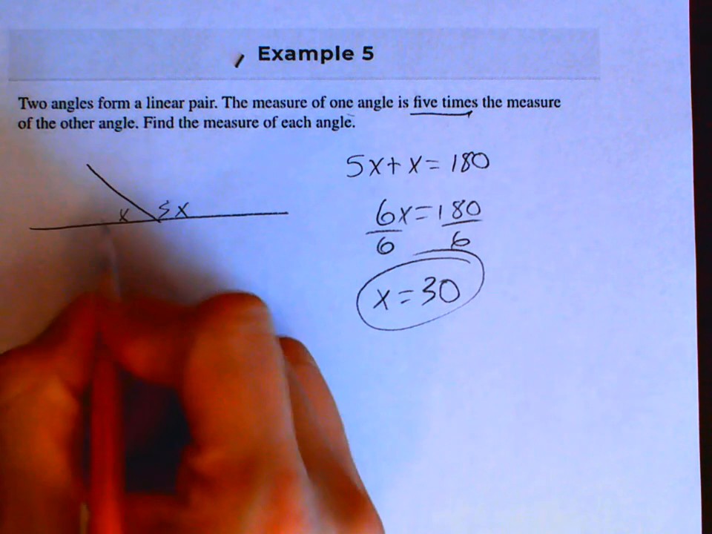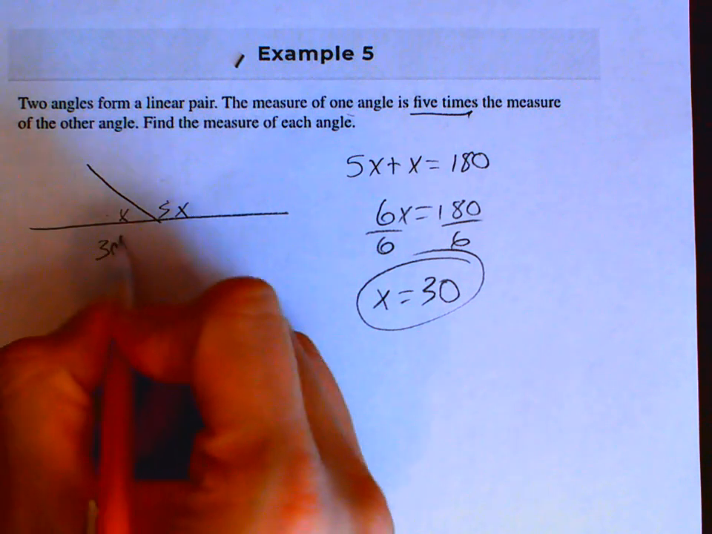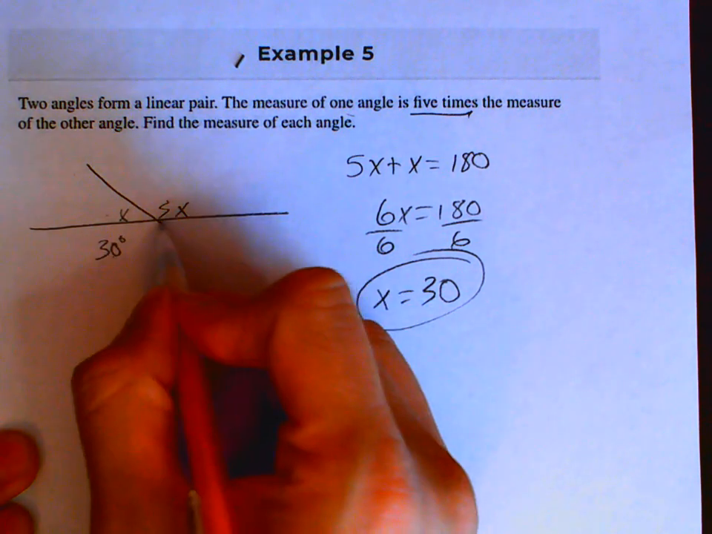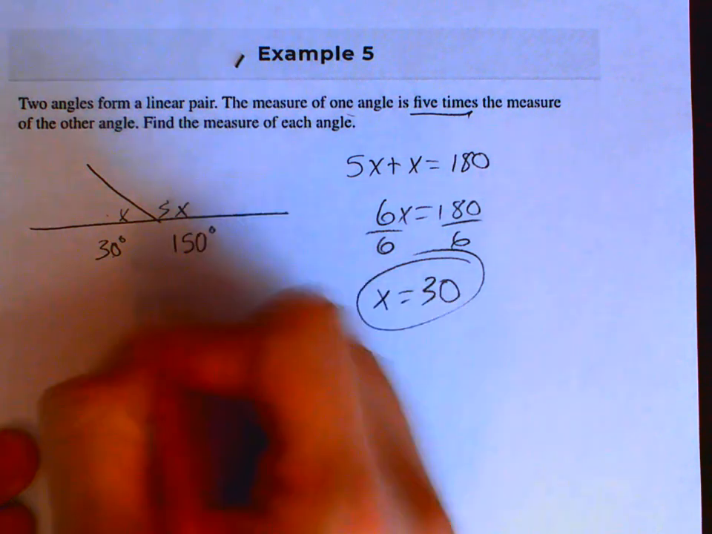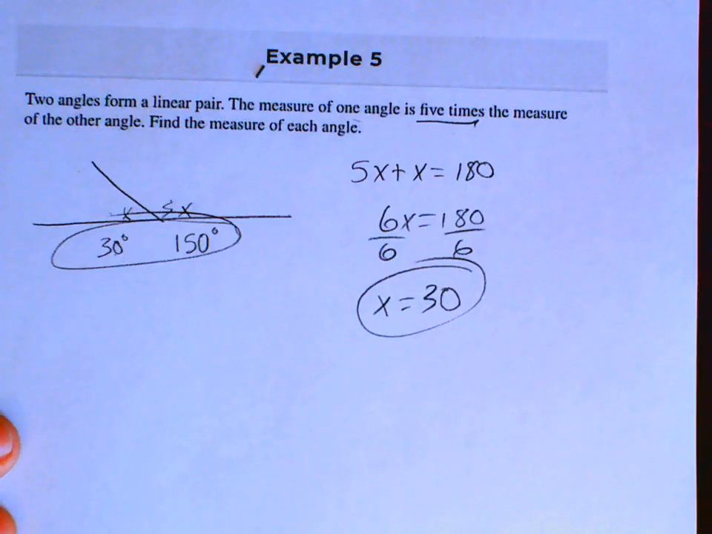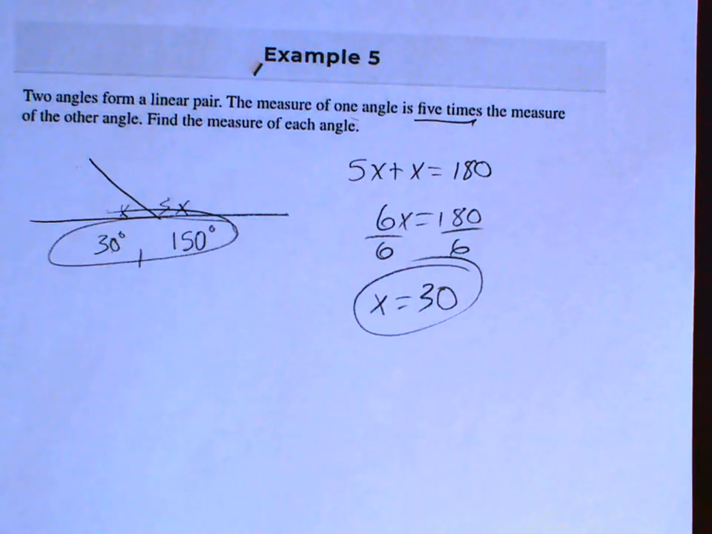Well, we already know this one. That one's 30 degrees. And because this one is supplementary to this one and 5 times that, that's going to be 150 degrees. So we have our angles, 30 and 150.